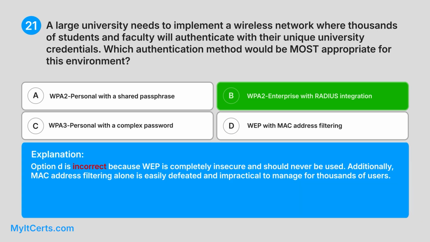Option D, WEP with MAC address filtering, is incorrect because WEP is completely insecure and should never be used. Additionally, MAC address filtering alone is easily defeated and impractical to manage for thousands of users.